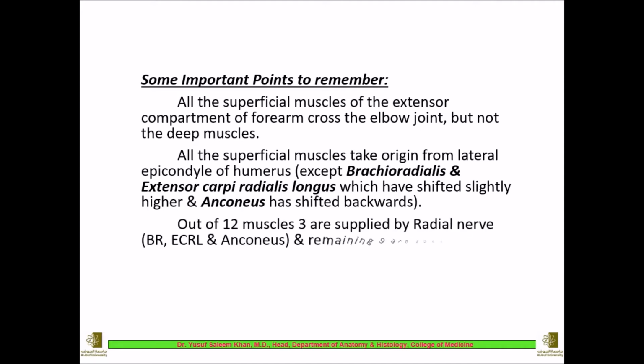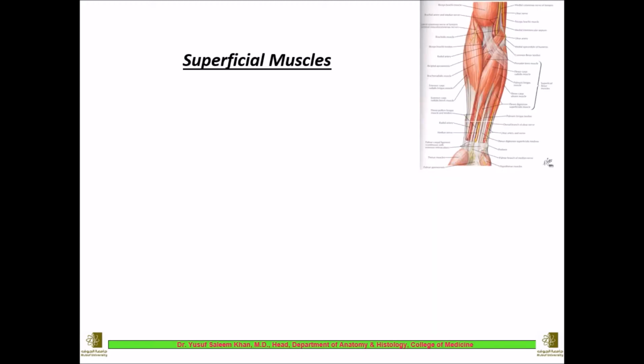Coming to the nerve supply, out of the 12 muscles, 3 muscles are supplied directly by the radial nerve, that is the brachioradialis, the extensor carpi radialis longus, as well as the anconeus, which have shifted upwards or backwards. So they are directly supplied by the radial nerve. The remaining 9 muscles are supplied by the posterior interosseous nerve, which is a branch of the radial nerve. So to be more specific, all the muscles of the extensor compartment of the forearm are supplied by the radial nerve, or its branch, the posterior interosseous nerve.